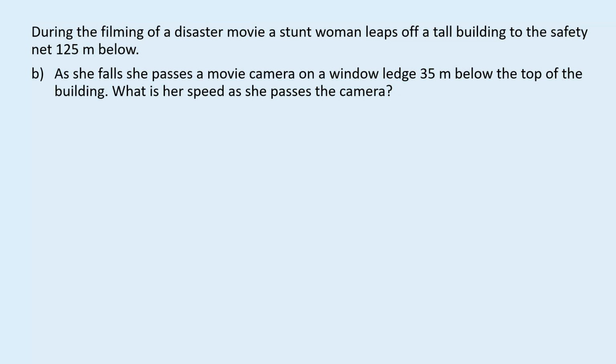Now, this stunt woman, when she leaped off the building, she passed a camera. Okay, 35 meters below. What was her speed as she passes the camera? Right, so different equation this time. We have v squared is equal to u squared plus 2ad. Now, just like in the previous example, we can say u equals 0, so that will cancel out of this equation. It's just not going to be there.